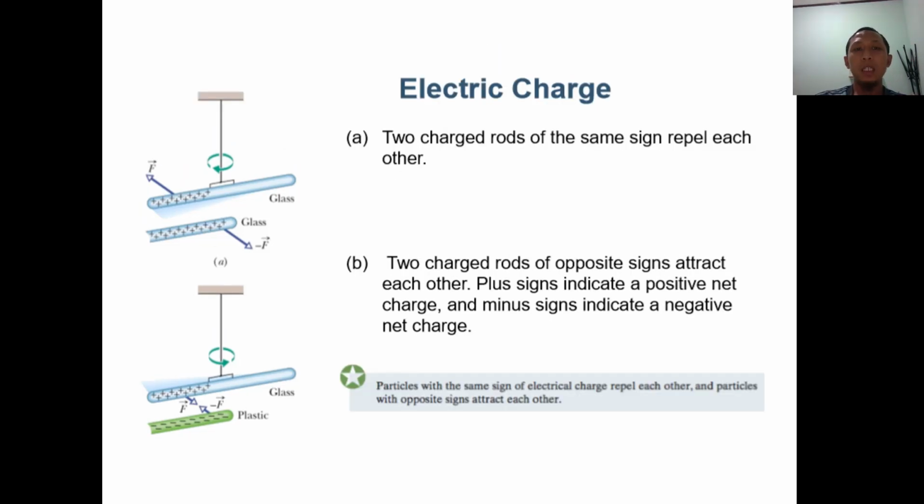Like this one, the first one: the two charged rods have the same sign, the positive sign or positive charge, so they will repel each other. But if two materials like glass and plastic have different charges, the glass is positive and the plastic is negative, so they will attract each other. We call it electric force.